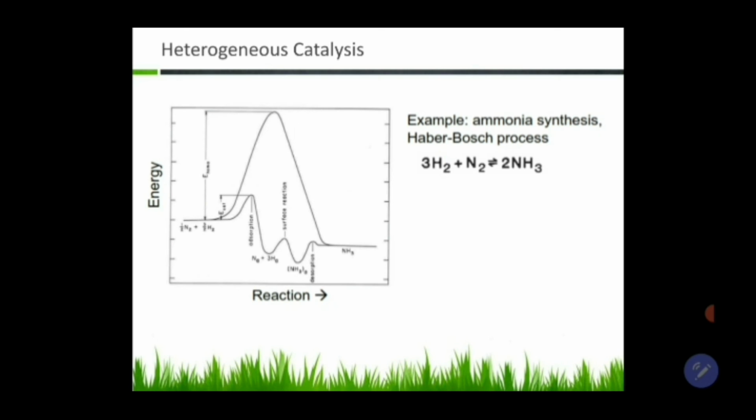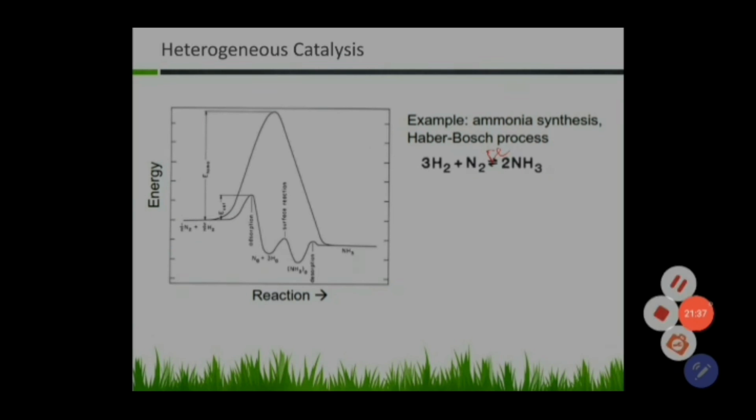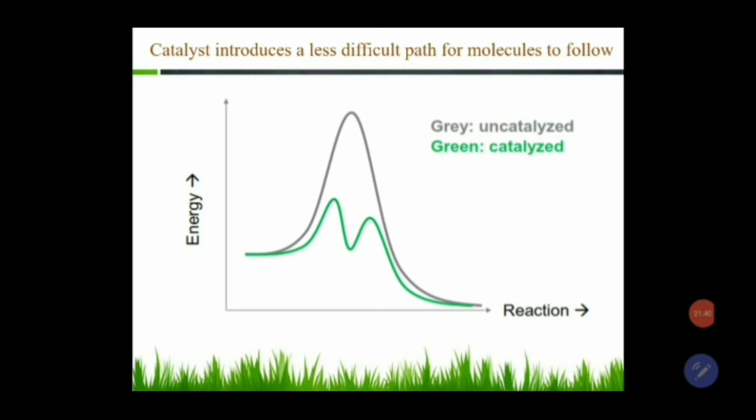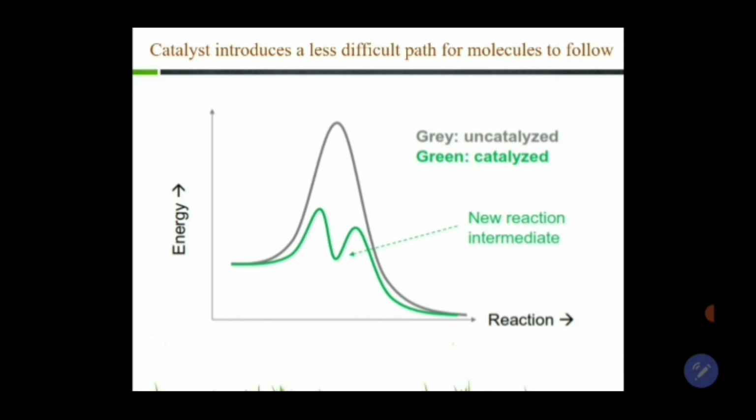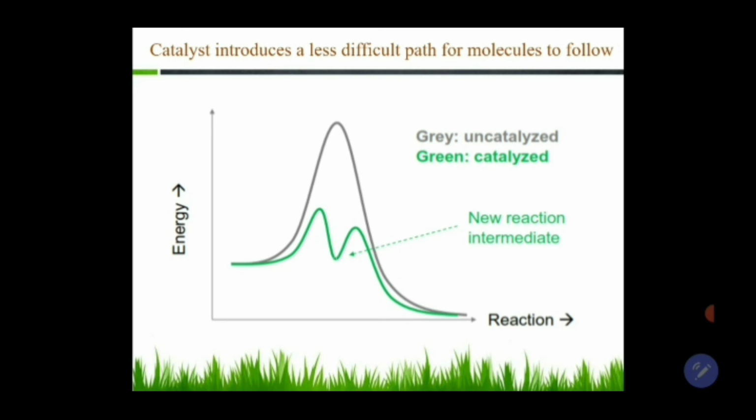Heterogeneous catalysis, for example with an iron catalyst: as I have told before, the catalyst shows an alternative path so that the activation energy reduces, and the rate of the reaction increases. The catalyst induces a less difficult path for the molecules to follow. This is how enzymes or catalysts enhance the rate of the reaction. So this is the new reaction intermediate where the catalyst is involved. Instead of this much activation energy, the activation energy has now reduced to this extent.